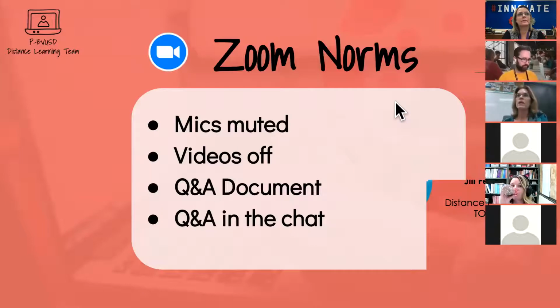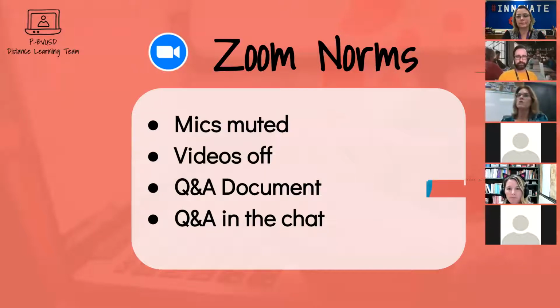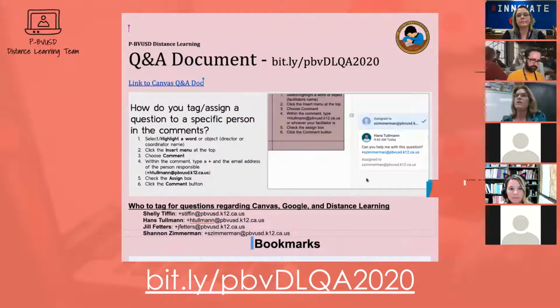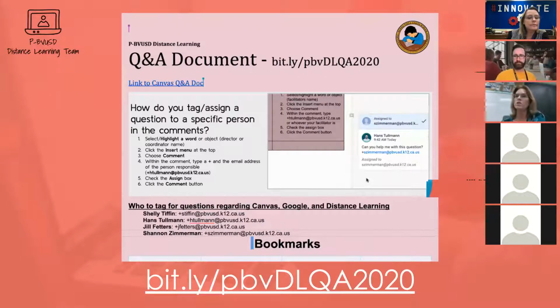And again, just quickly on the Zoom norms, make sure that your mic is muted, your video is off, and that you put questions in the Q&A document, and you can also ask us questions in the chat box. This is the bit.ly link to the Q&A document. That way it stays there all year for you to go back and look at previous questions that were asked and find answers if you need immediate results, because a lot of you are asking the same question, so it really helps to put it on that document for us.